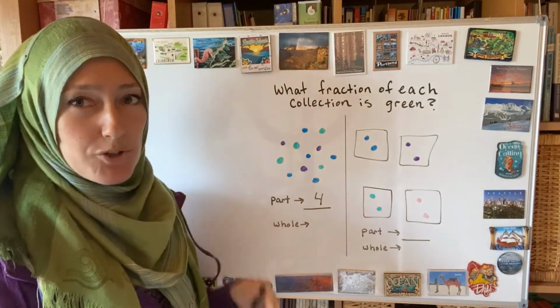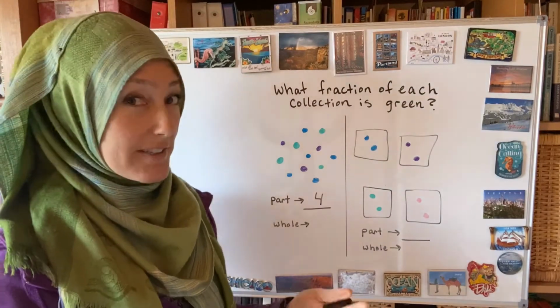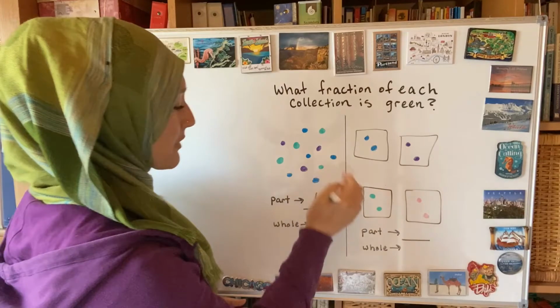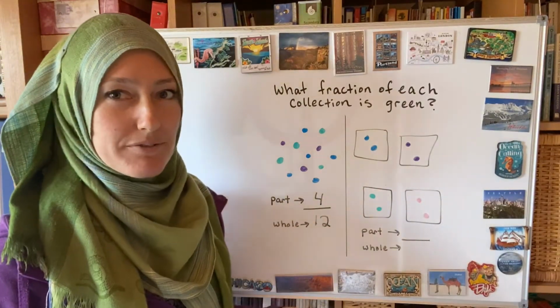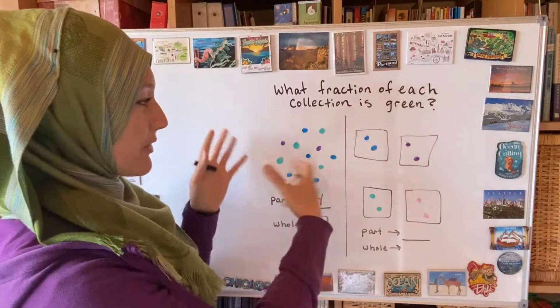Your part will be the numerator. And the denominator, the whole amount, is how many marbles there are all together. So you just count them up. 1, 2, 3, 4, 5, 6, 7, 8, 9, 10, 11, 12. So you would say 4 out of 12 are green. So that's when they're all spread apart.